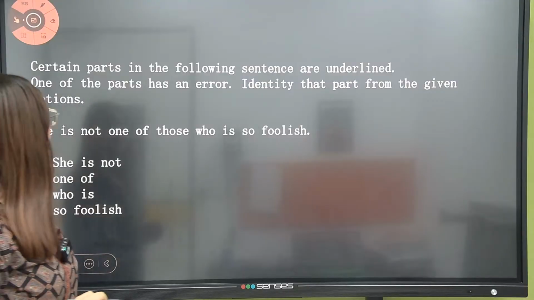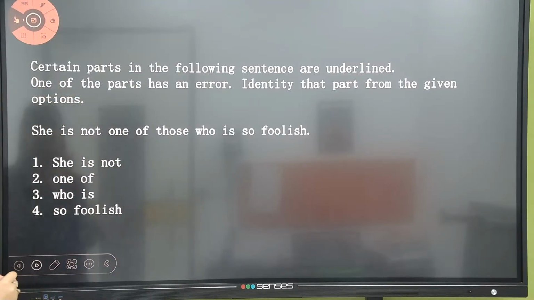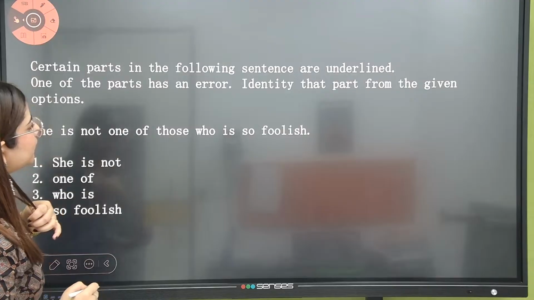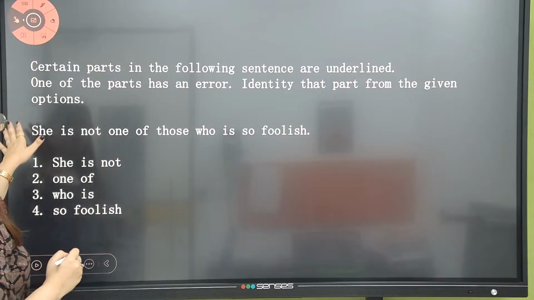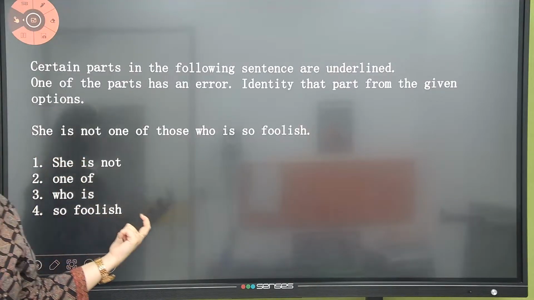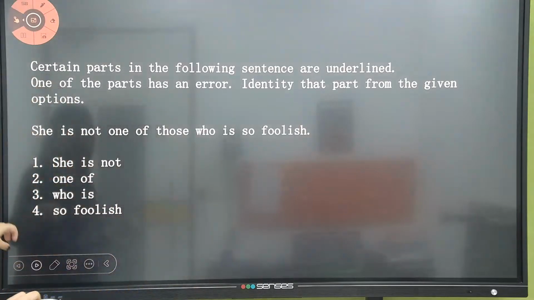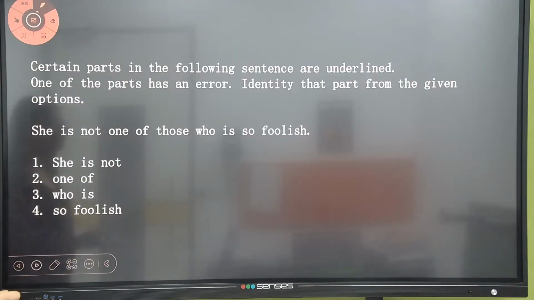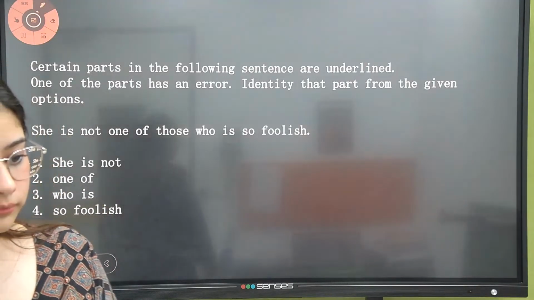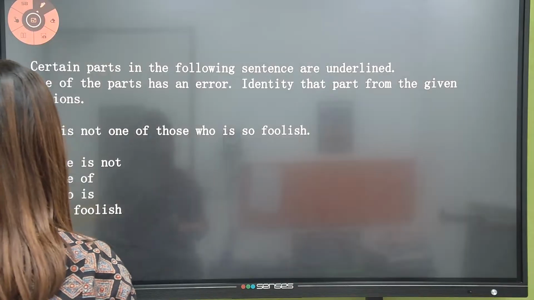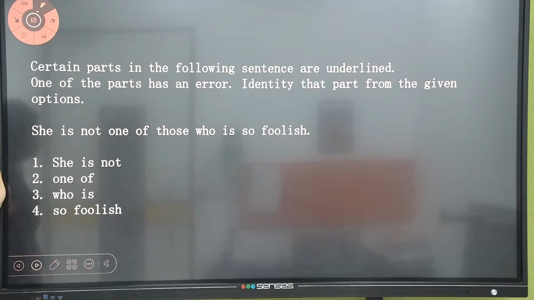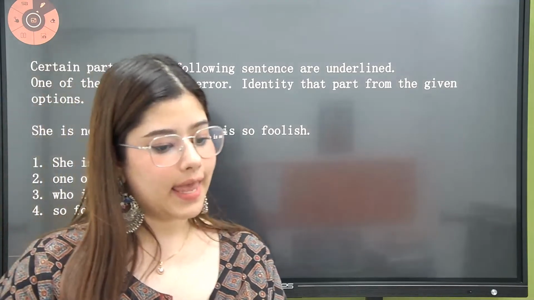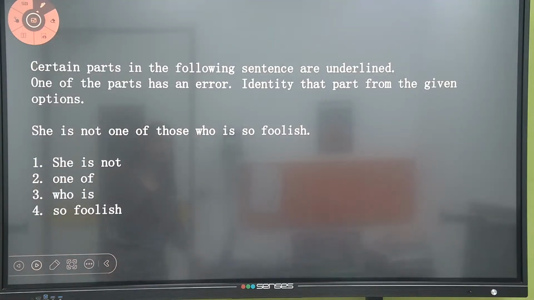Next, certain parts in the following sentence are underlined. One of the parts has an error. Identify the part from the given options. So you have to identify which part of the sentence has an error. She is not one of those who is so foolish. Any idea which part contains an error?